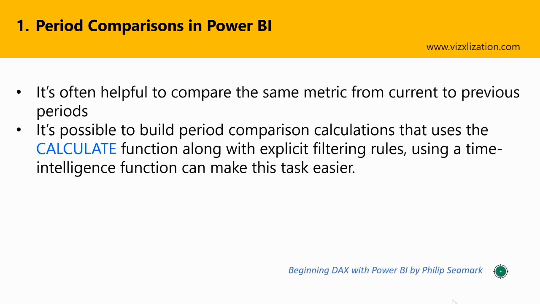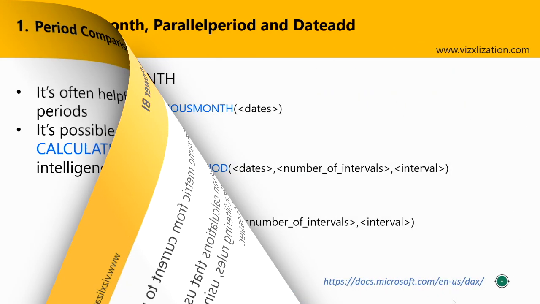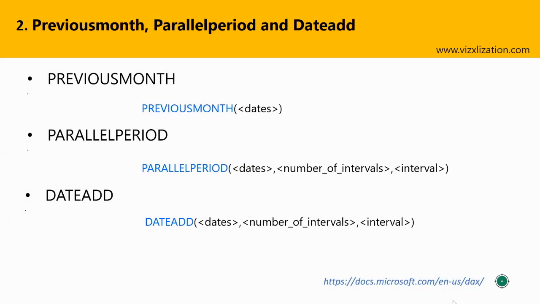So this function, the calculate function, along with explicit filtering rules, using a time intelligence function can make this task easier. All right, so please keep this in mind. And now let's go to the next point. Okay, so let's learn more about these three functions.